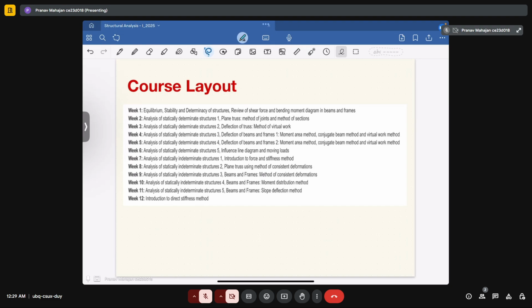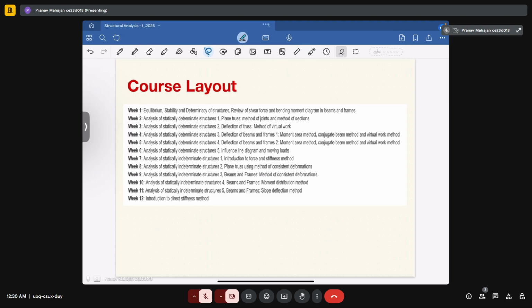Then we have seen how to determine the static indeterminacy. When the static indeterminacy, that is Ds, comes out to be 0, we call the structure statically determinate. And when it is not equal to 0, we call the structure indeterminate of that particular degree. Then for statically determinate structures, we have seen the method of joints and method of section for trusses. For beams and frames, we have seen the moment area method, conjugate beam method, virtual load method, and further the direct integration method and unit load method. All these methods we have seen.